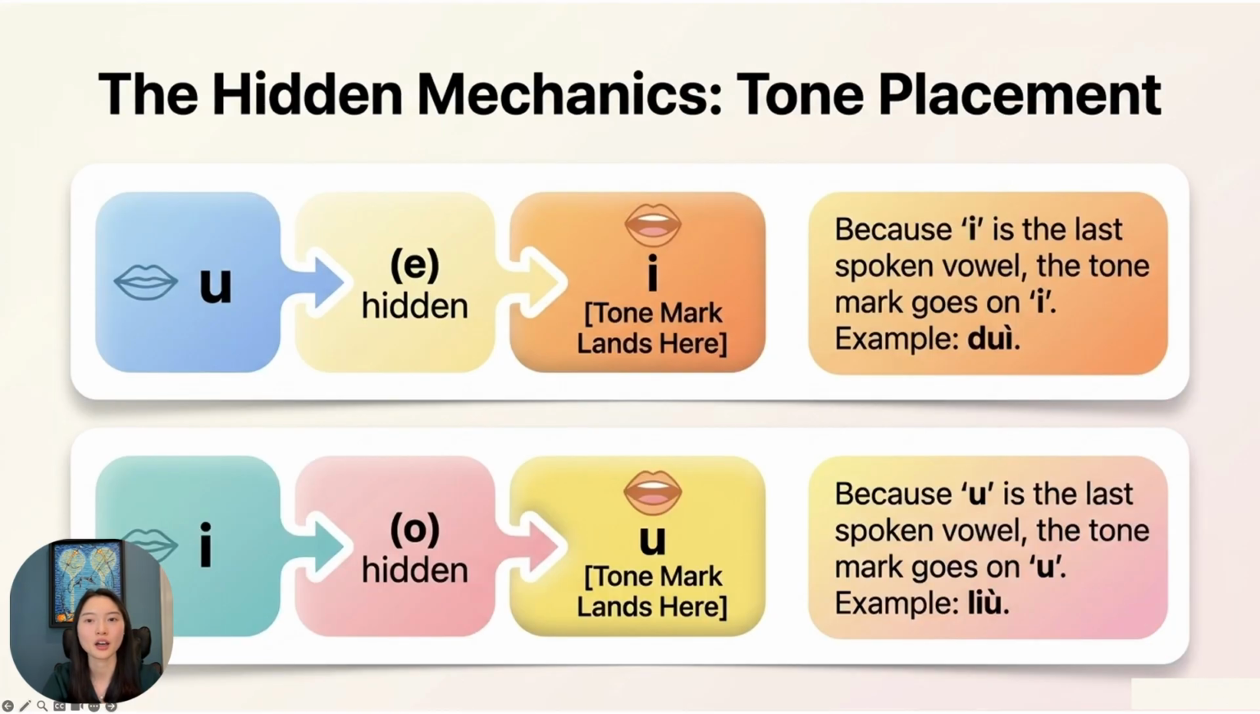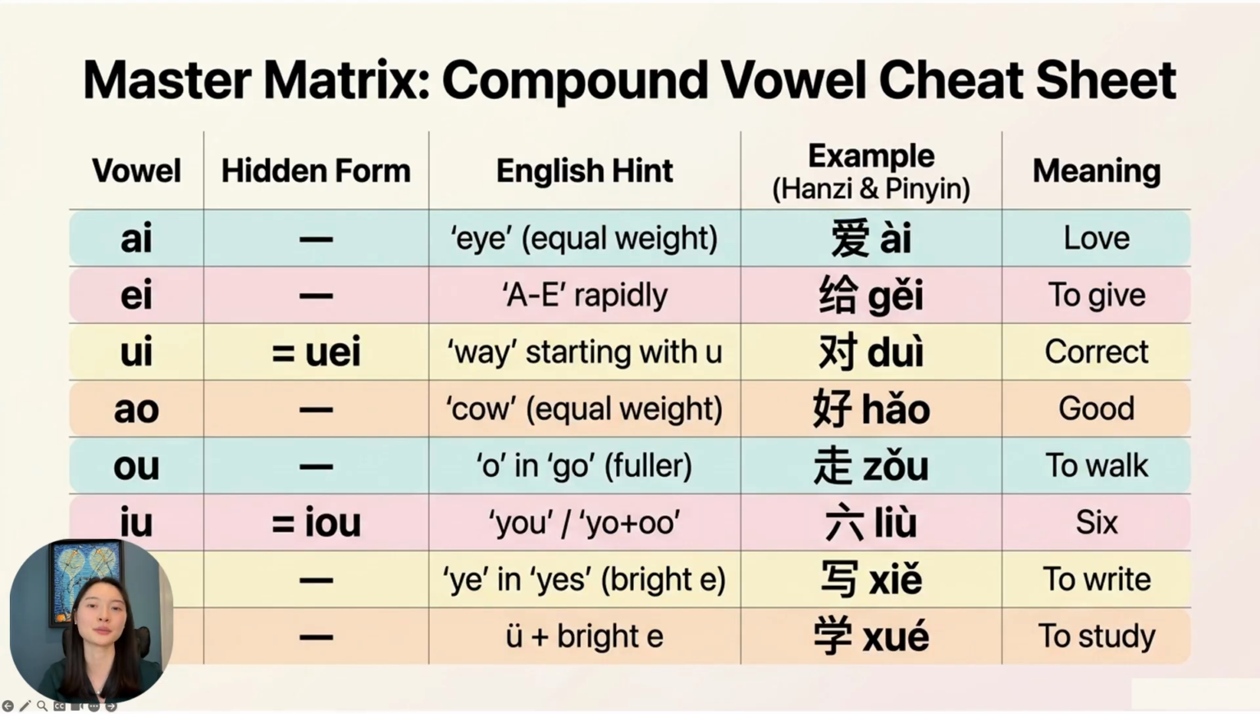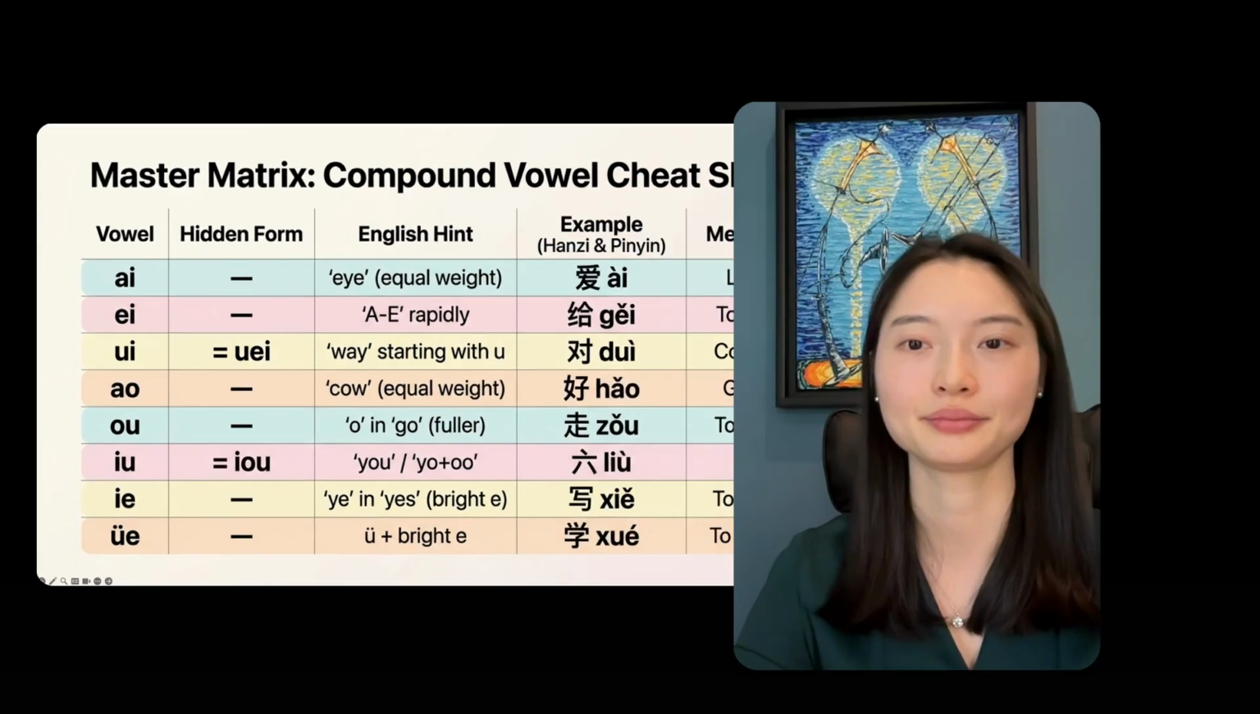学 xué. Before we review, let's make sure the hidden vowel rule is clear. 2 of today's vowels are shortened in everyday pinyin: ui and iu. The e and o get swallowed. They are written short but spoken full. Let's hear them all with their example words.